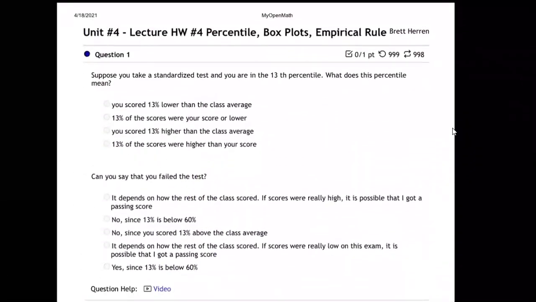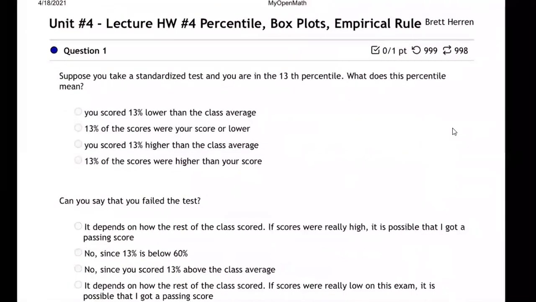So I think I can do better than that. Let me be more clear. So what it means, it's a ranking system. So it means if you go from 0% to 100%, you're at the 13th percentile. What that means is you're about, I don't know, about right here. You're 13% along the way. So a percentile is a ranking system from 0 to 100.